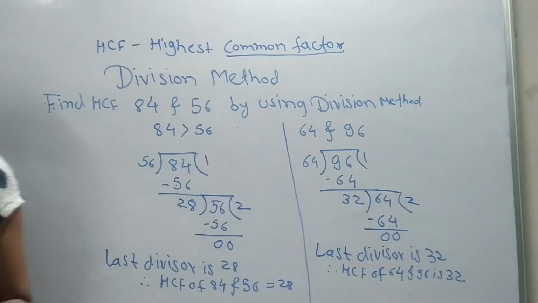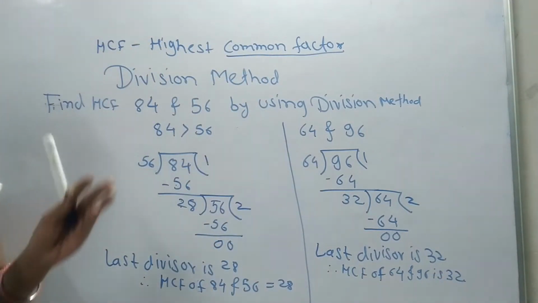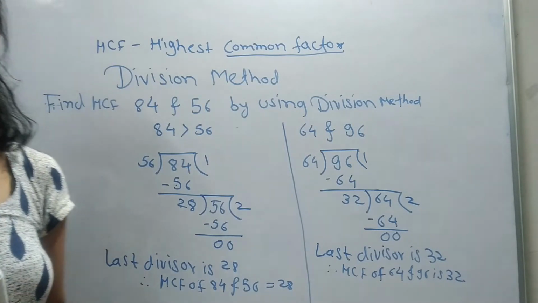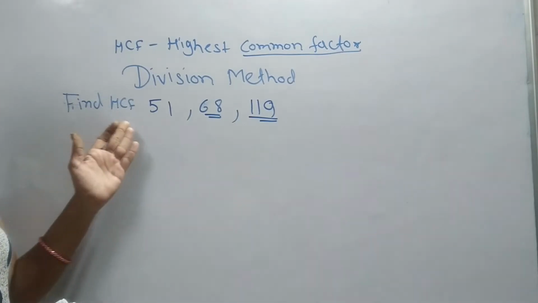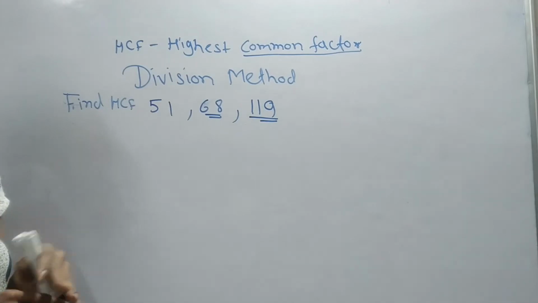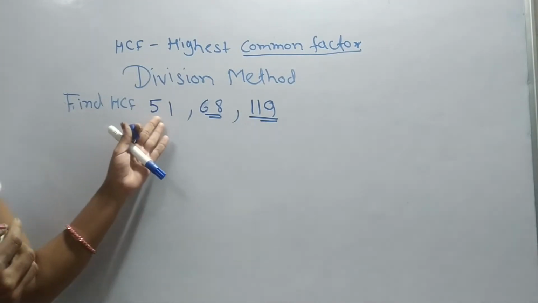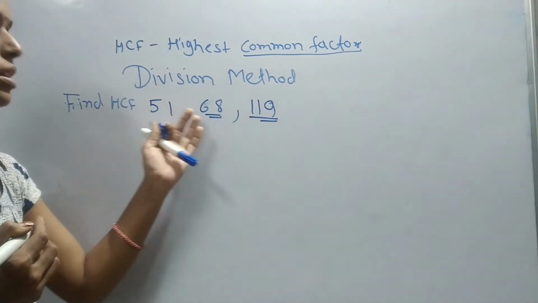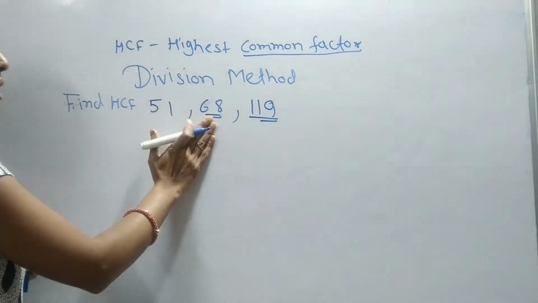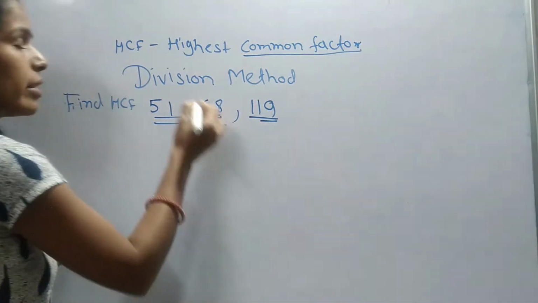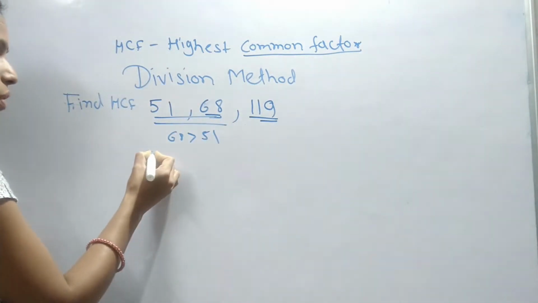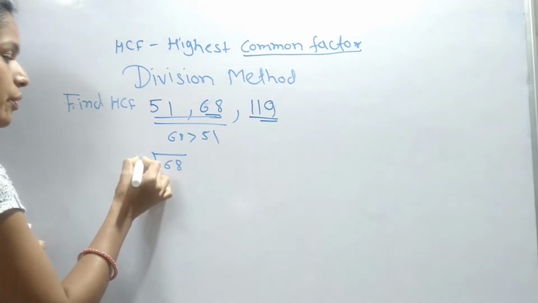Got it? Now we will see how to find the HCF of 3 numbers by using the same method. Let's find the HCF of 51, 68 and 119 by using the long division method. So क्या करना है? We will compare these two numbers. We will consider these starting two numbers initially. Then what will we do? We will divide the greater number among these two by the smaller number. So 68 is bigger than 51. Okay. So we will divide 68 by 51.